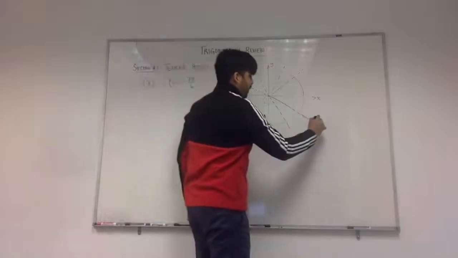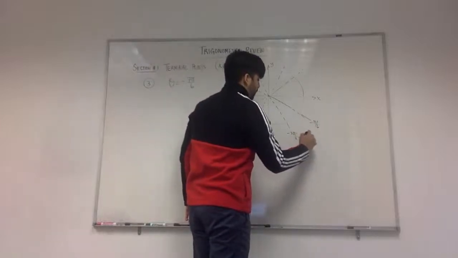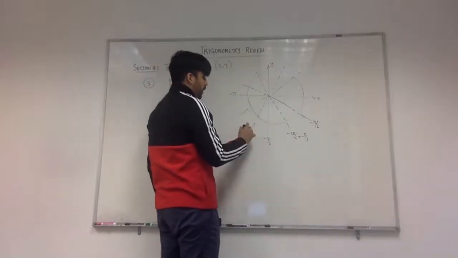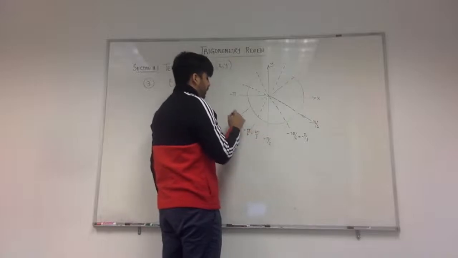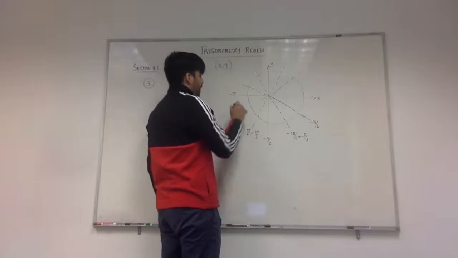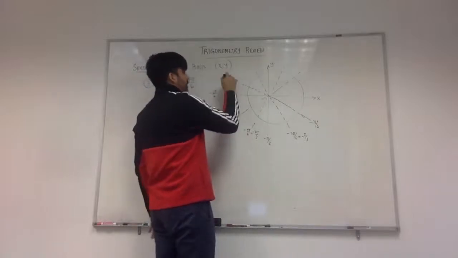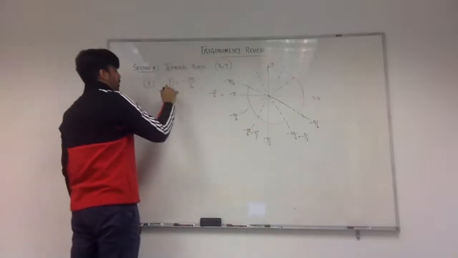So this is going to be negative pi over 6. This is negative 2 pi over 6, which equals negative pi over 3. This is negative 3 pi over 6, which is equal to negative pi over 2. This is negative 4 pi over 6, which equals negative 2 pi over 3. This is negative 5 pi over 6. This is negative 6 pi over 6, which equals negative pi. This is negative 7 pi over 6.